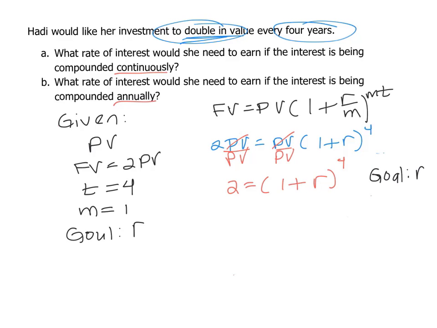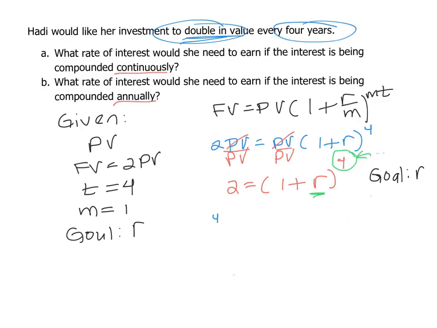Now, every other problem that we've done in this video requires us to use logs to solve. This one does not. The reason why is we use logs when our variable is in the exponent. But notice that this is our exponent. We don't have the variable there. Our variable is our r, which is in our base. So we still have to get rid of the exponent, but we can do that by taking the fourth root of both sides.